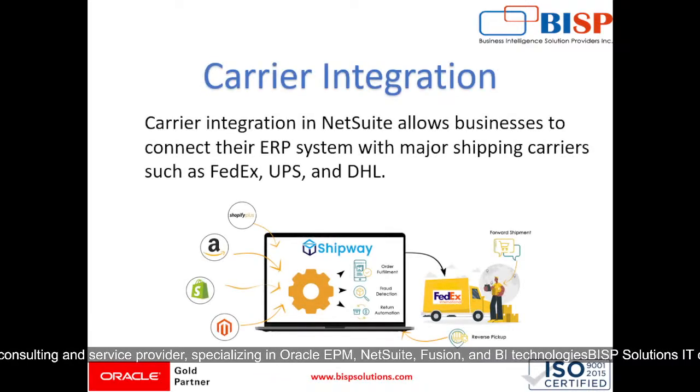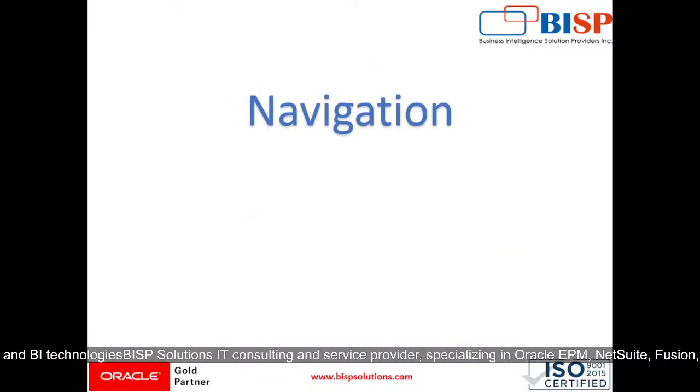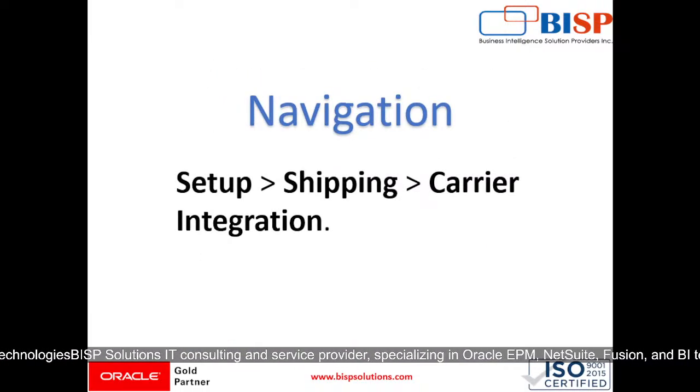So for example, a company selling electronic gadgets wants to automate its shipping process. By integrating NetSuite with FedEx, shipping rates are fetched automatically, shipping labels are generated within NetSuite, and tracking numbers are updated in real time. For that, navigation requires setup. Under setup we will be getting shipping. Under shipping we can get carrier integration for the same.